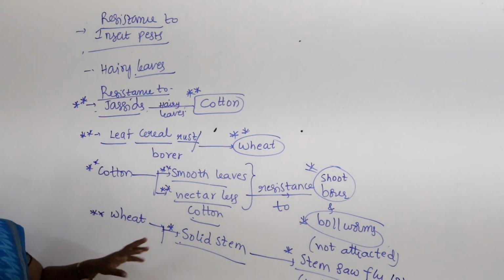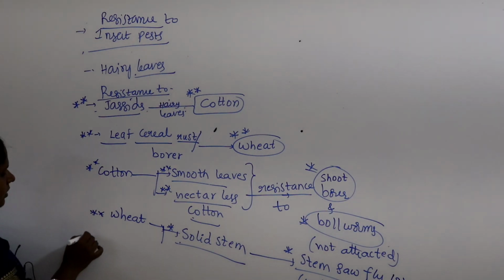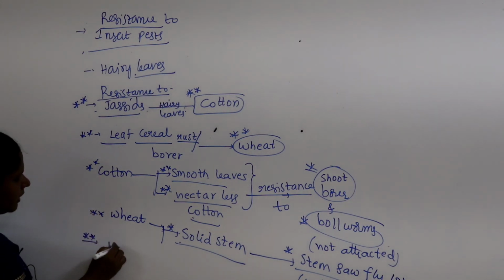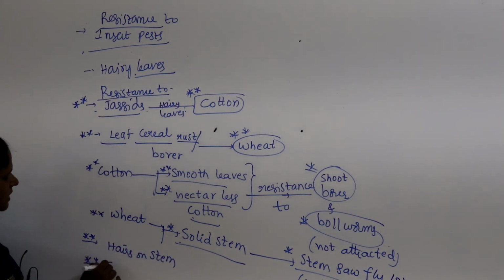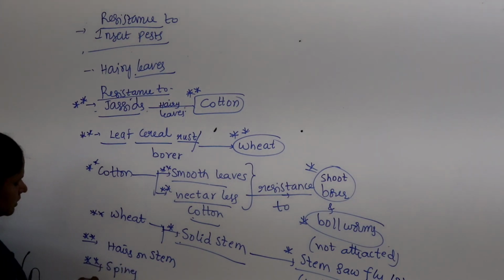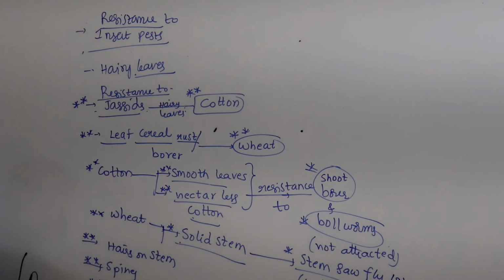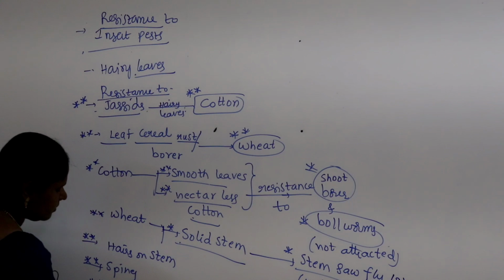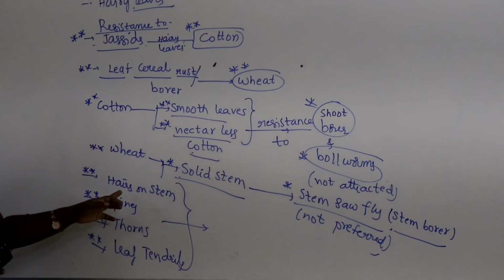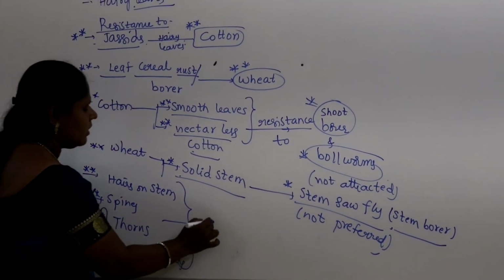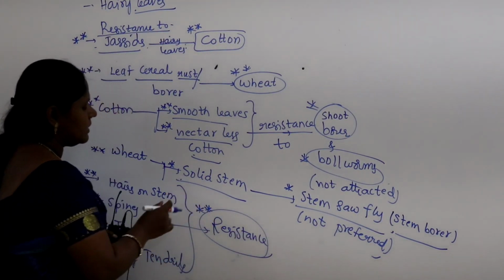So these are nothing but a few things, and apart from this, let us take some more examples. Now if you take these things here, what are the other things here? Now you can take hairs on the stem and also spines, thorns. In morphology you have studied this, right? Apart from that, leafy tendrils. Now these characters also will make the plant to protect itself and get resistance, and that makes the plant not to get attacked by any other type of insects and pest.